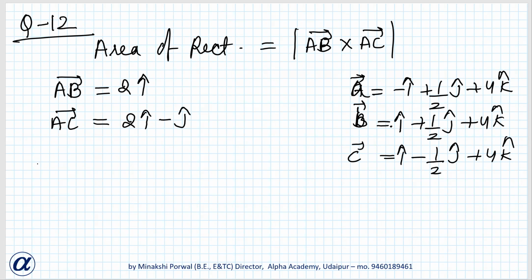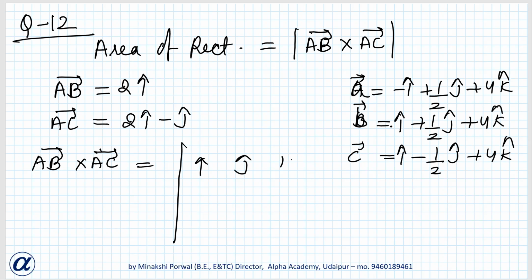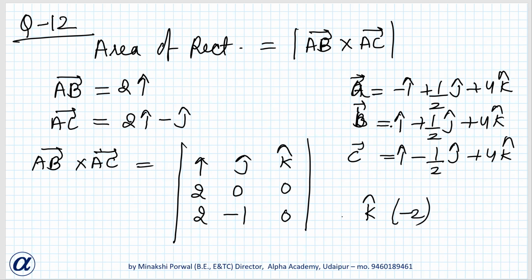Now we have to find the area. So AB cross AC is equal to the determinant i, j, k, 2, 0, 0, 2, minus 1, 0. So i will be 0, j also 0. So this is equal to k into minus 2. This is the answer. And the magnitude of AB cross AC is only 2. So option C is the correct answer.